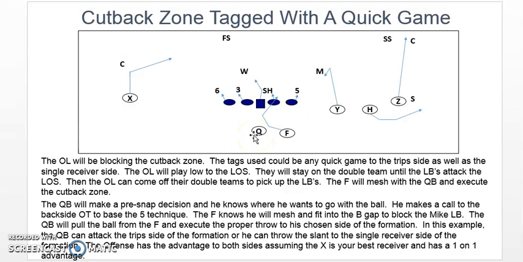So once again, we have the situation here where we're going to call the run, the cutback zone. We have a quick game going on over on this side. We have a quick game going on here. The quarterback makes a pre-snap decision. He knows what he's going to do. He makes a call to base the 5, to disengage from the F, to let the F become a pass blocker. So now we have created a pass protection scheme by calling a run play. The offensive linemen are playing with low hats. It looks like run. You're going to force a run rotation with these linebackers.